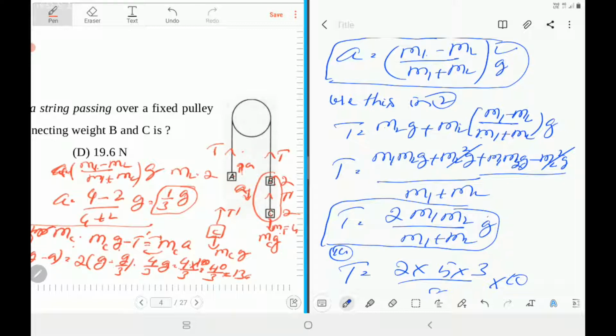So you have found acceleration. Then you have written the equation of motion for mass C. Practice writing the equation of motion. It's very easy. I have shown. Remember this method, this procedure. Apply this for every other system.